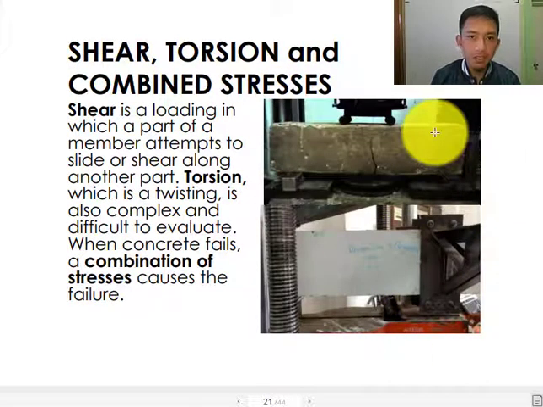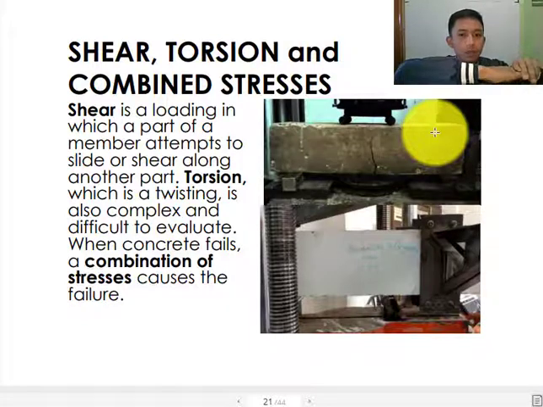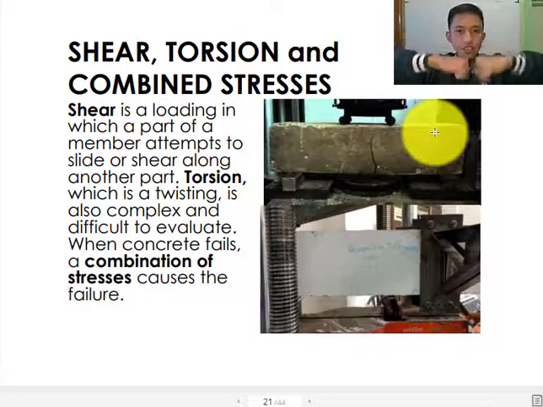Now we also have what we call shear, torsion, and combined stresses. These are also important, especially shear. If we say beam, you load on this part and this is fixed. The failure there is not just bending. We have what we call shear.